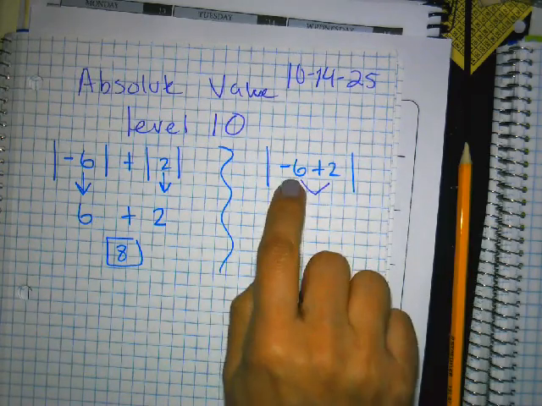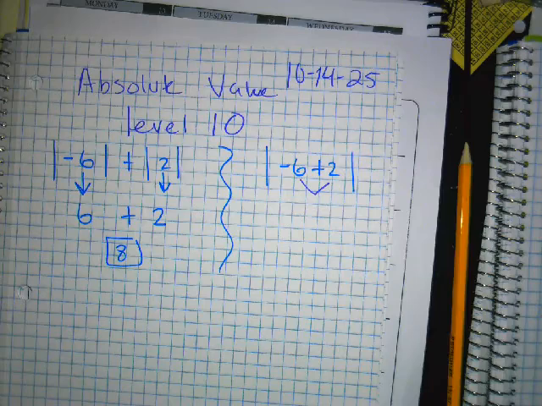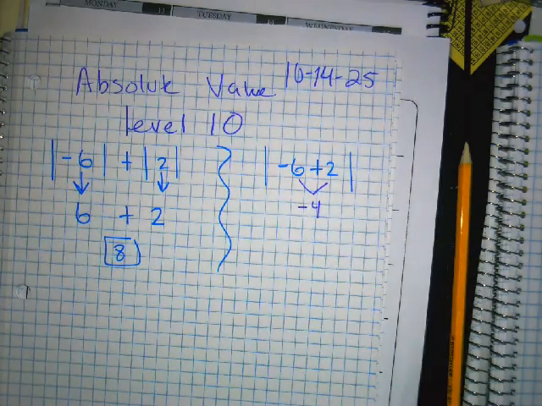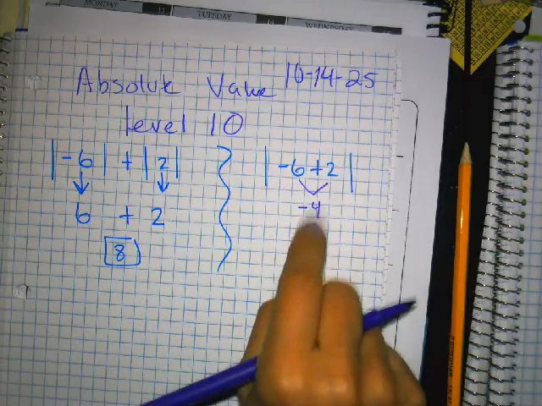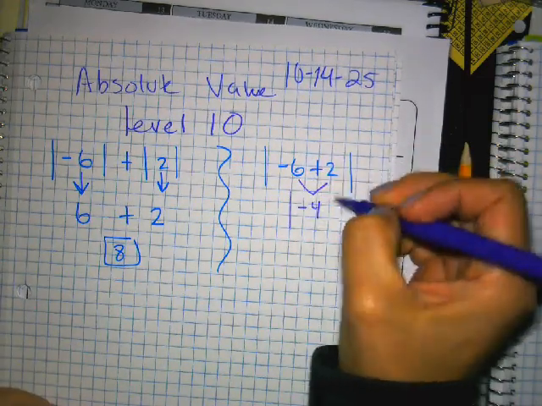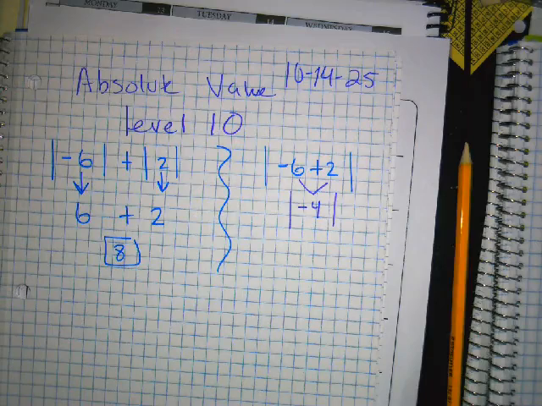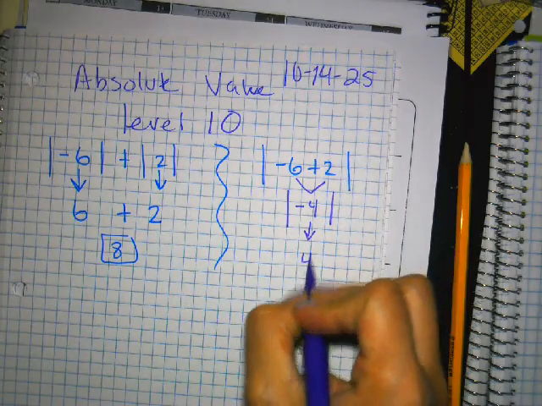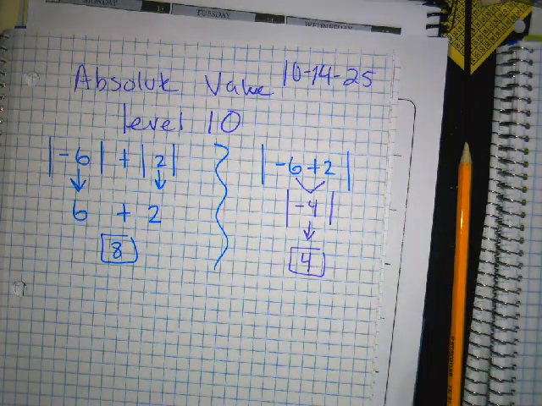What's -6 plus 2? -4. So we're following the rules from like 2 weeks ago. The signs are different. Subtract. Now we still have the bars, so we ask ourselves, okay, what is the absolute value of -4? Drop it down and we get 4. Okay? So take a moment to see what is the difference. Here we drop down each number, and here we do the math first. You can only take the absolute value when it's just one number inside. So when you have 2 numbers, you got to do the math and then drop them down.